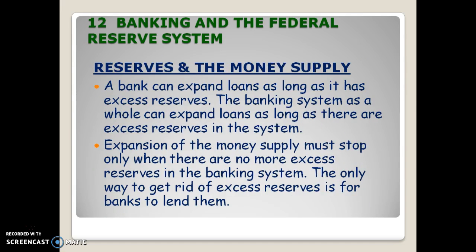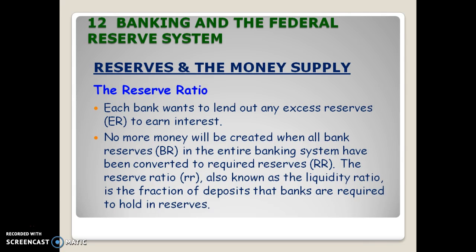Now, banks can expand loans as long as they have excess reserves. The banking system as a whole can expand loans as long as there are excess reserves in the system. Whenever you have expansion in the money supply, it must stop only where there are no more excess reserves. So you get rid of these excess reserves when banks lend them. Banks want to lend money out when there are opportunities. Banks will not always lend money out when they find that opportunities are not at the best time. And that often occurs when they feel very scared about the fluctuations in our economy.